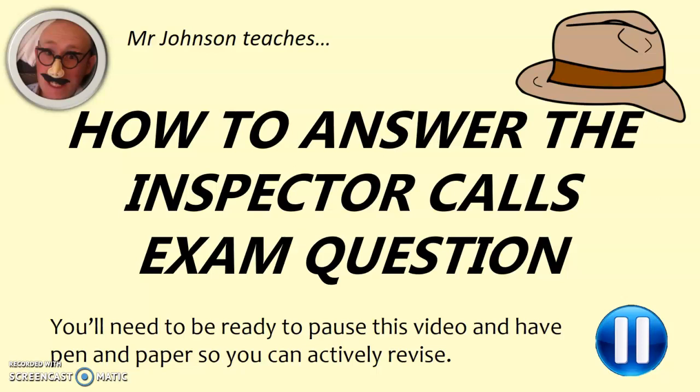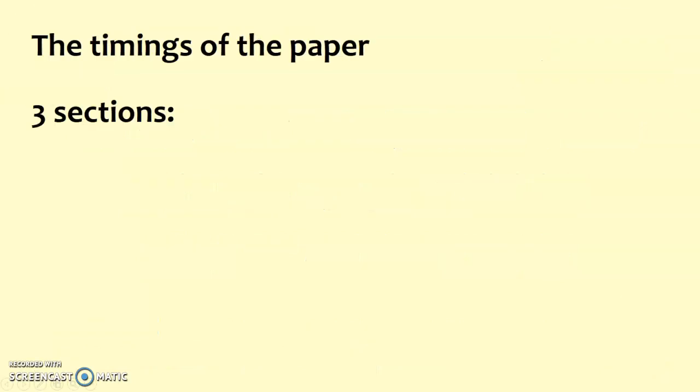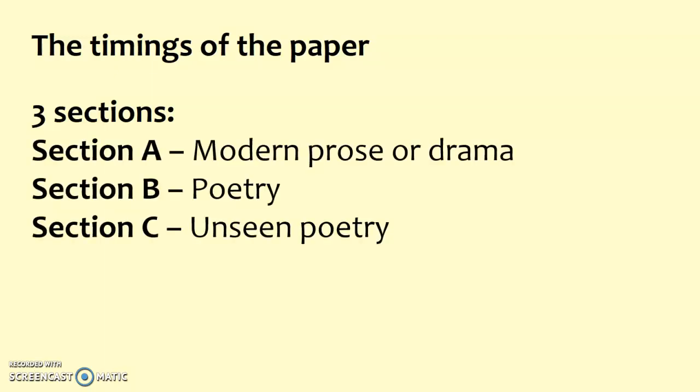And here we go. So just wanted to remind you about the paper. This paper is paper 2, so literature paper 2, and it's broken down into 3 sections: section A, section B, section C. So section B is the poetry, as you can see. C is the unseen poetry. 45 minutes on each of these.